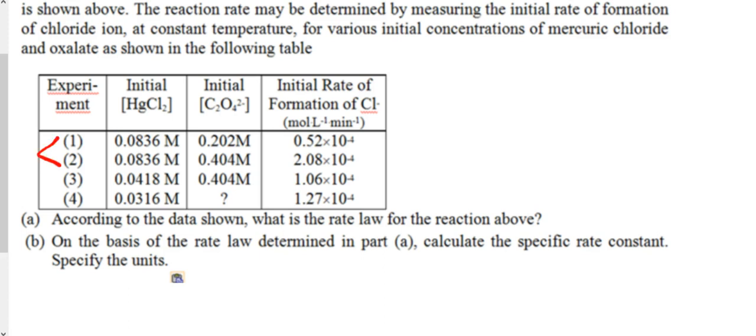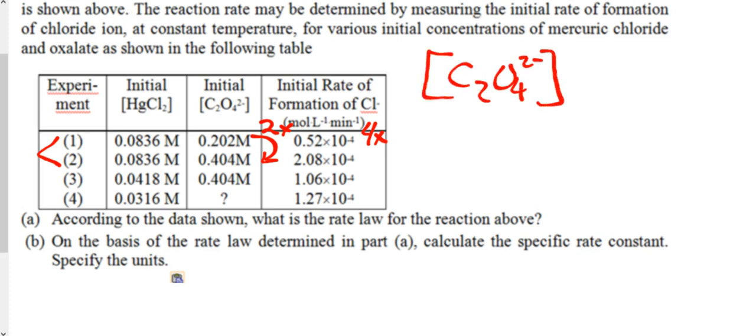First off, in this reaction, Hg is held constant, and we change this. So when we go from here to here, we double, right? What happened to the rate? It quadruples. So how does a 2 become a 4? If it's squared. So that means that C2O4 2 minus will be squared in my rate law. Who had that piece right?